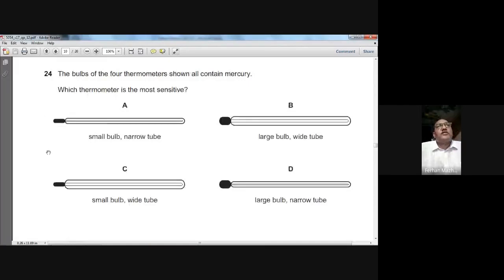The bulbs of 4 thermometers shown all contain mercury. Which thermometer is more sensitive? The more sensitive thermometer will be the one which has the largest amount of mercury and where the diameter of the bore is narrow. It looks like D is the option. It has the largest amount of mercury and it has the narrow tube. So D is the option.